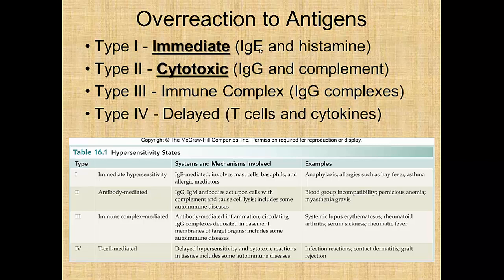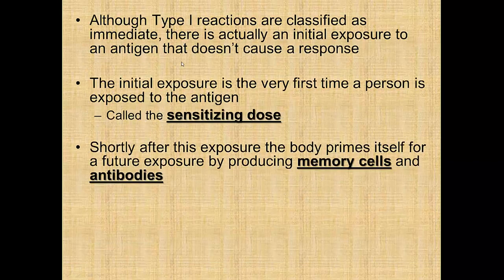So before the first time you're exposed to something, there is no antibody. Your body's never actually produced that antibody because it's never been exposed before. So therefore, the very first exposure is considered the sensitizing dose. What that basically means is that in that exposure, you're now producing antibodies that will later respond upon secondary exposure. So what's happening specifically is you're producing memory cells and antibodies towards that antigen.